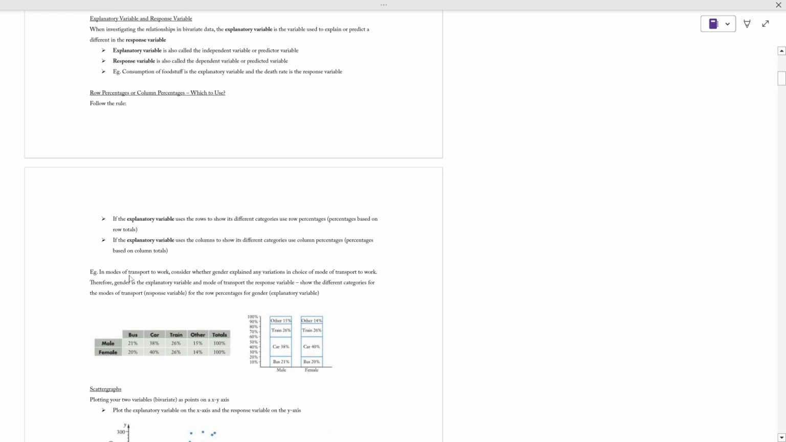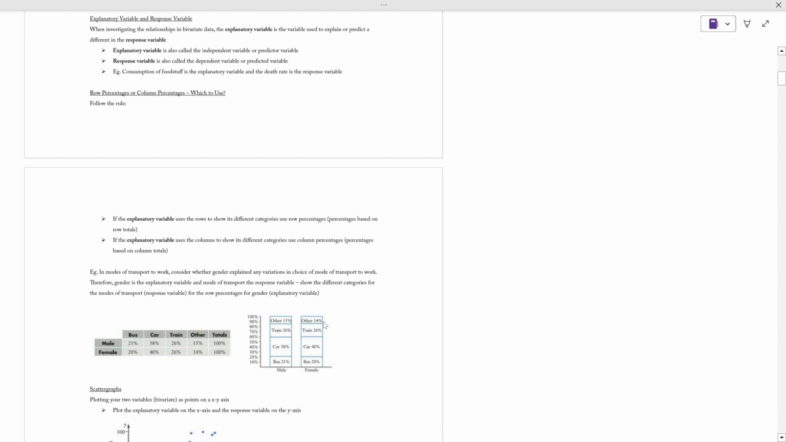So in modes of transport to work, consider whether gender explained any variation in the choice of mode of transport to work. So we're basically investigating to see if gender has any sway in the choice of mode of transport to work. So therefore, gender is the explanatory variable and mode of transport is the response variable. So show the different categories for the modes of transport, which is the response variable, for the row percentages for gender, explanatory variable. So in this case, because the question is specifically asking us to consider whether gender explained any variations in the choice of mode of transport, we basically nominate the gender variable as the x-axis.